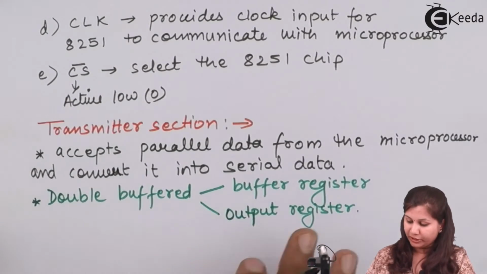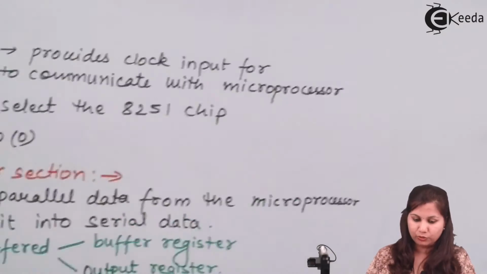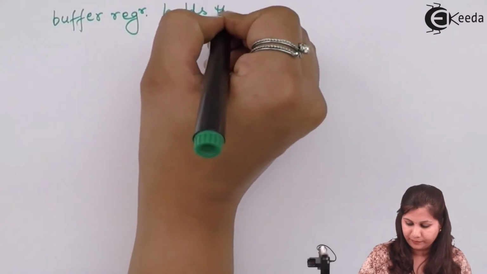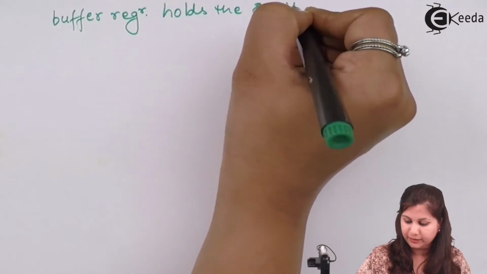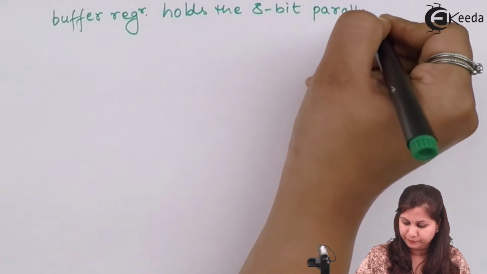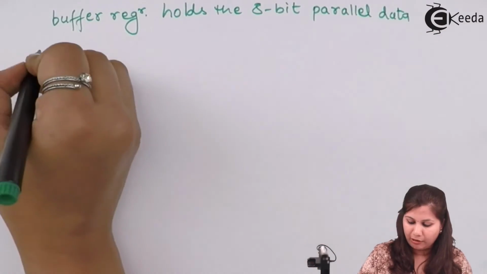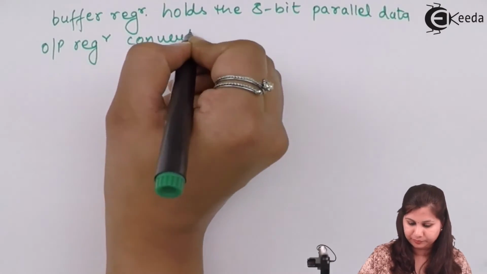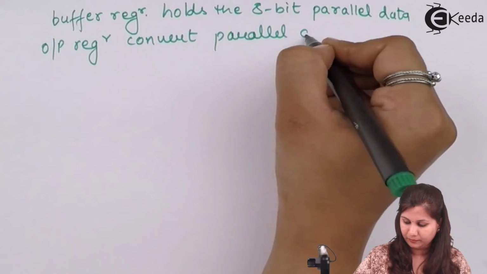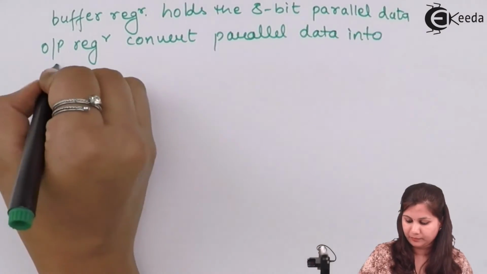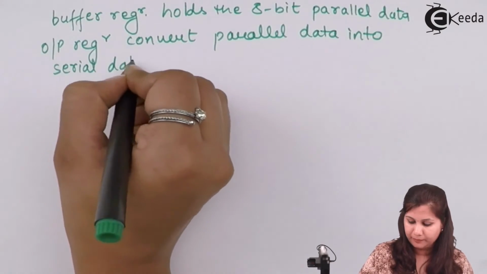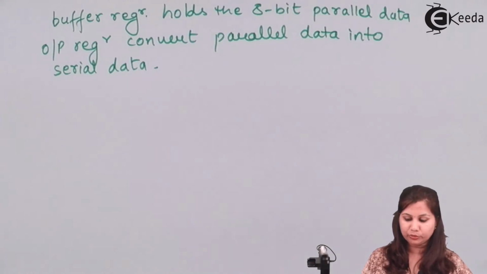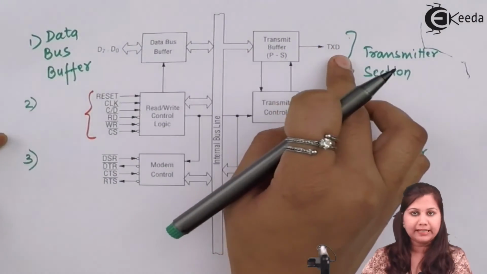Okay, so the function of the buffer register is to hold the 8-bit parallel data, and the output register converts parallel data into serial data, and then this serial data will be transmitted to the peripheral devices through the pin TXD.